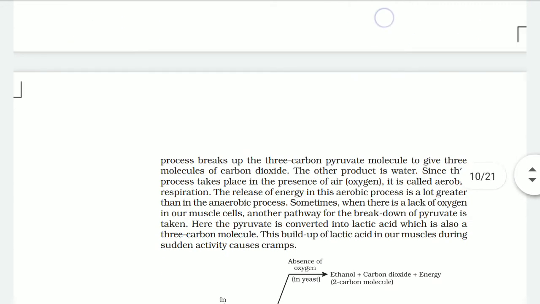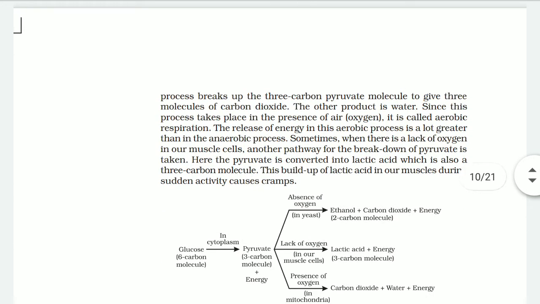This process breaks up the 3-carbon pyruvate molecules to give 3 molecules of carbon dioxide. The other product is water. Since this process takes place in the presence of air, it is called aerobic respiration. The release of energy in this aerobic process is a lot greater than in the anaerobic process.